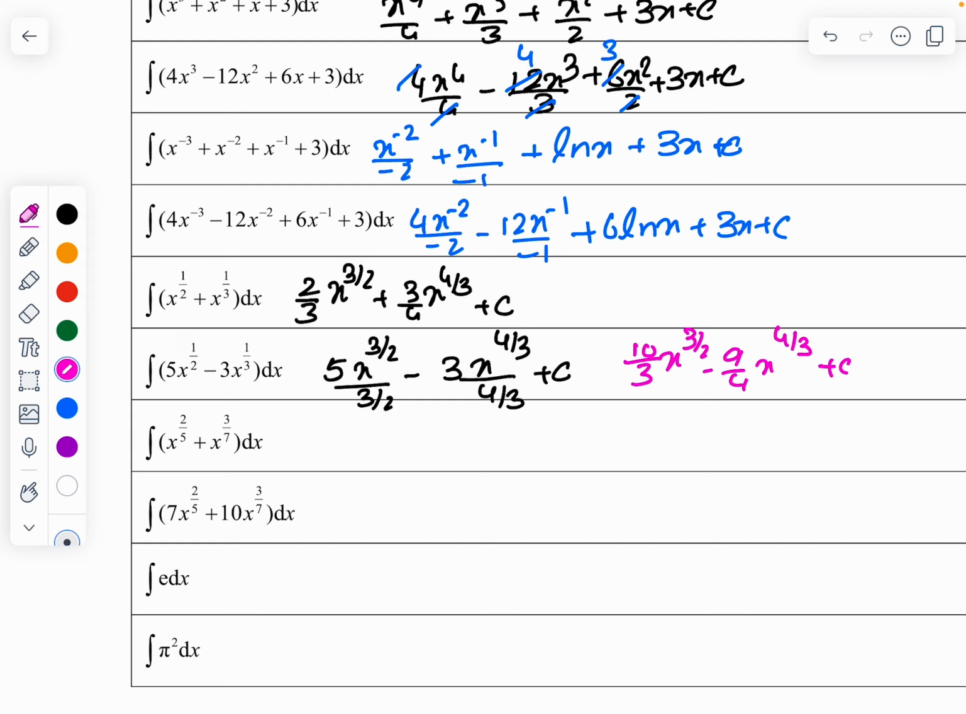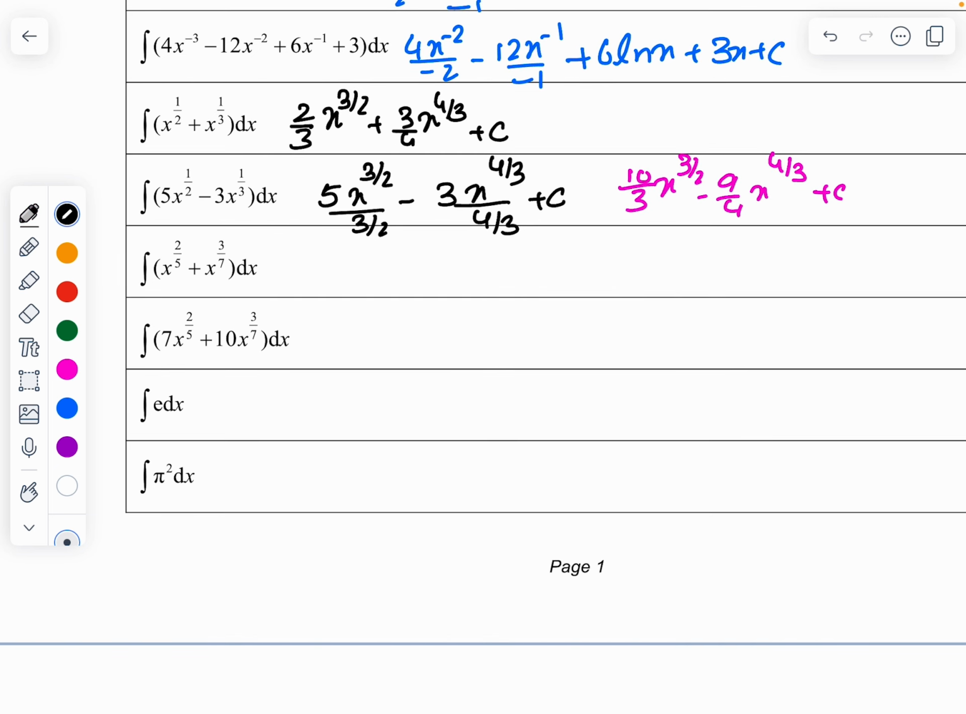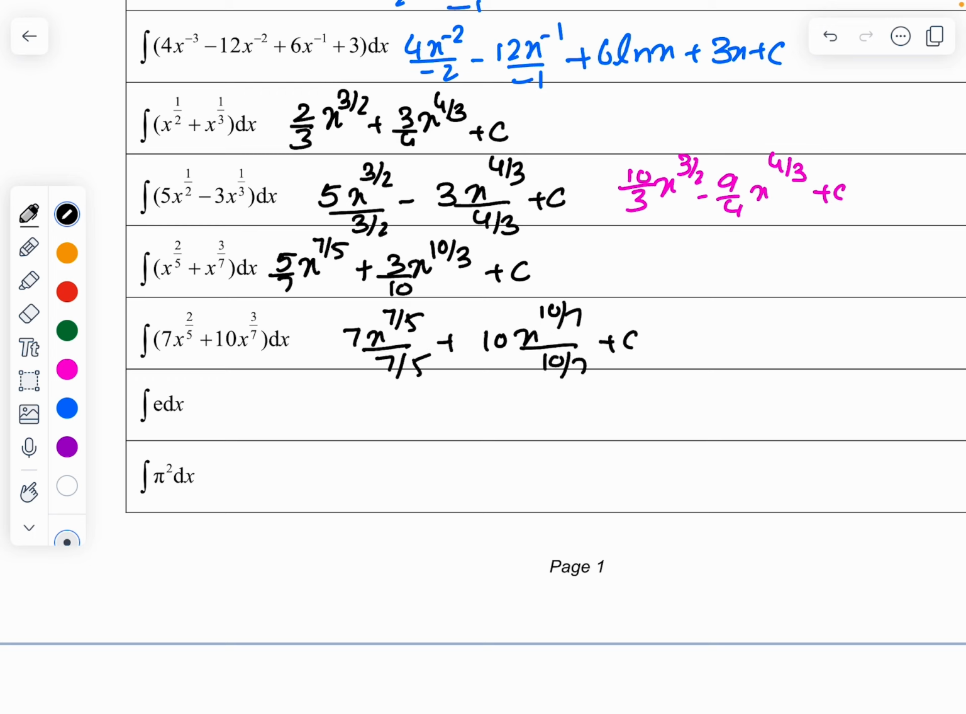Coming to the next question, x power 2 upon 5 plus 1 will become x power 7 upon 5, then upon 7 upon 5 the denominator becomes 5 upon 7, then x power 10 upon 3 becomes 3 upon 10 plus c. Then this becomes 7 x power 7 upon 5 upon 7 upon 5 plus 10 x power 10 upon 7 upon 10 upon 7 plus c. The answer for this becomes 5x power 7 upon 5 plus 3x power 10 upon 3 plus c. Then integral of e is a constant, so ex plus c. Pi square is also constant, pi square x plus c.